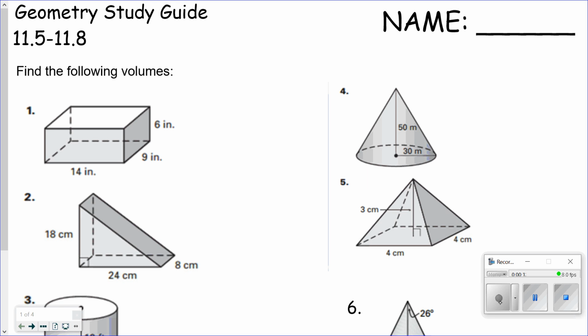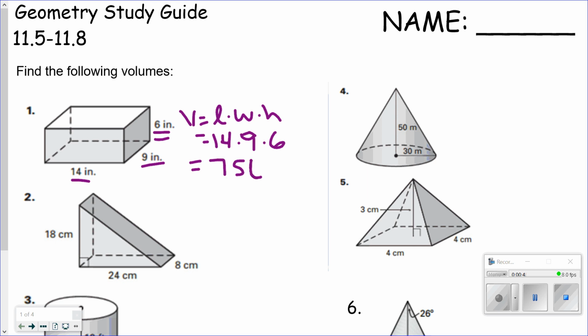Number one, we notice that we have a box, and we know that the volume for any box is volume is equal to length times width times height. Now, since we're just multiplying these three numbers, it does not matter which number you use for each length. But we'll say that the length is 14 times the width, we'll call that one 9, and the height is 6. So when you plug this right into your calculator, you get 756. We're in inches, so inches cubed.